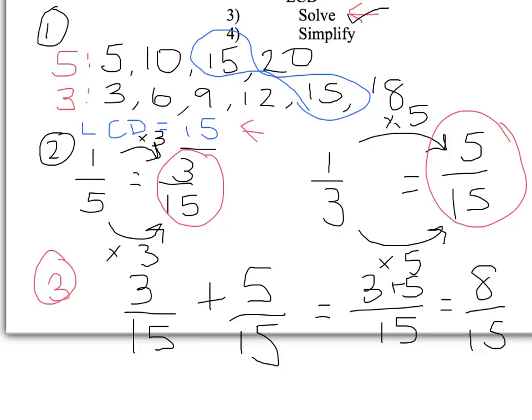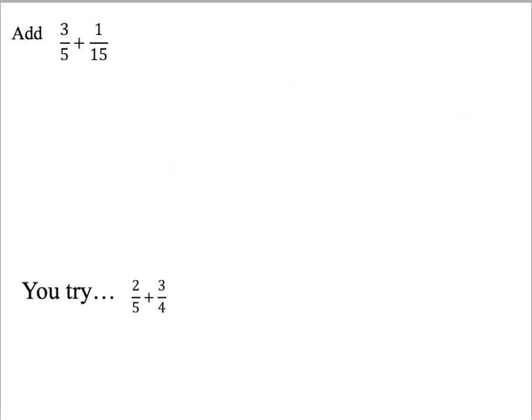Now our last step, step 4, is to simplify. Can we simplify 8 over 15? Is there any number that can be divided into 8 and can also be divided into 15? No, there's not. So our final answer is 8 over 15. If you didn't understand anything, feel free to go back, rewind, and watch this again. We're going to do one more example.